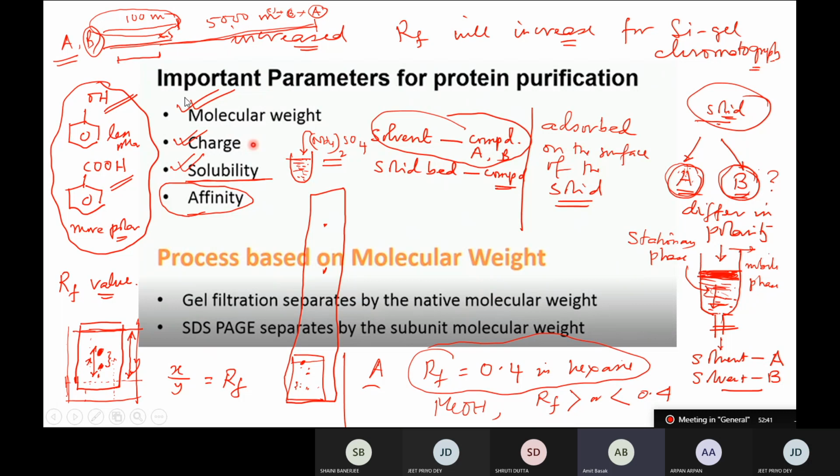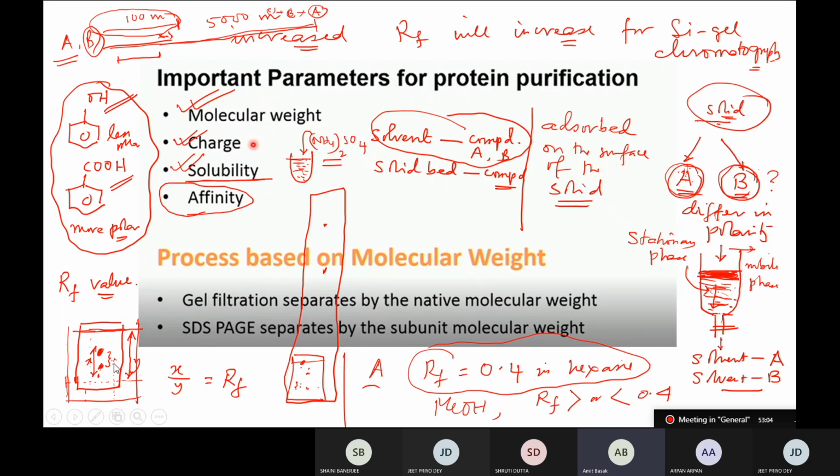However, there are techniques. It is more difficult than for organic molecules, but it is possible. Proteins can be purified with the help of these four parameters: molecular weight, charge, solubility, and affinity. So let us discuss one by one what these things are.